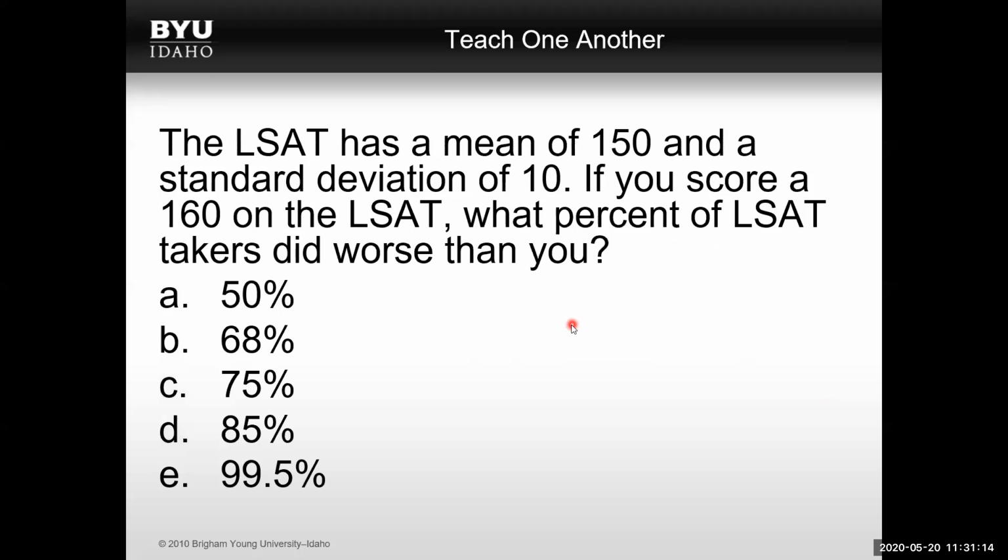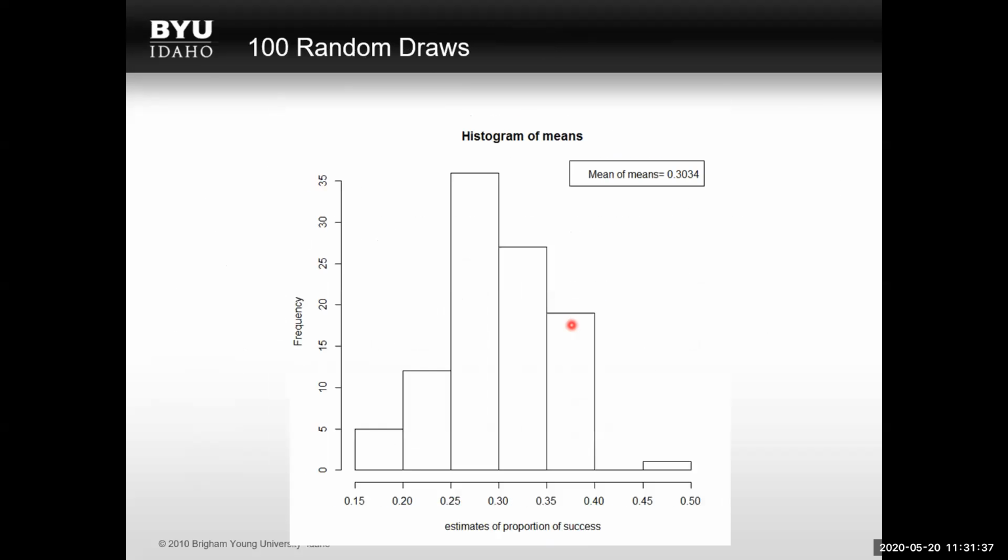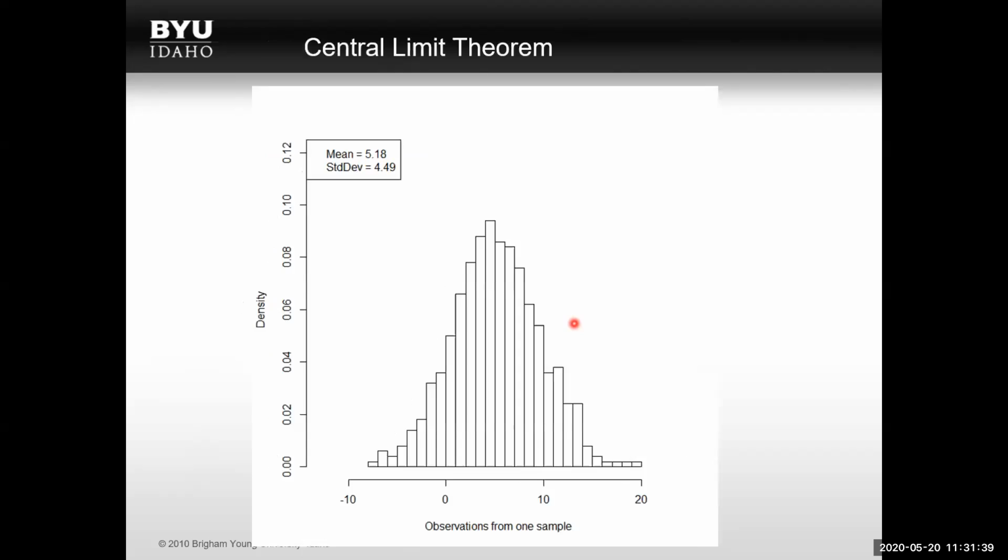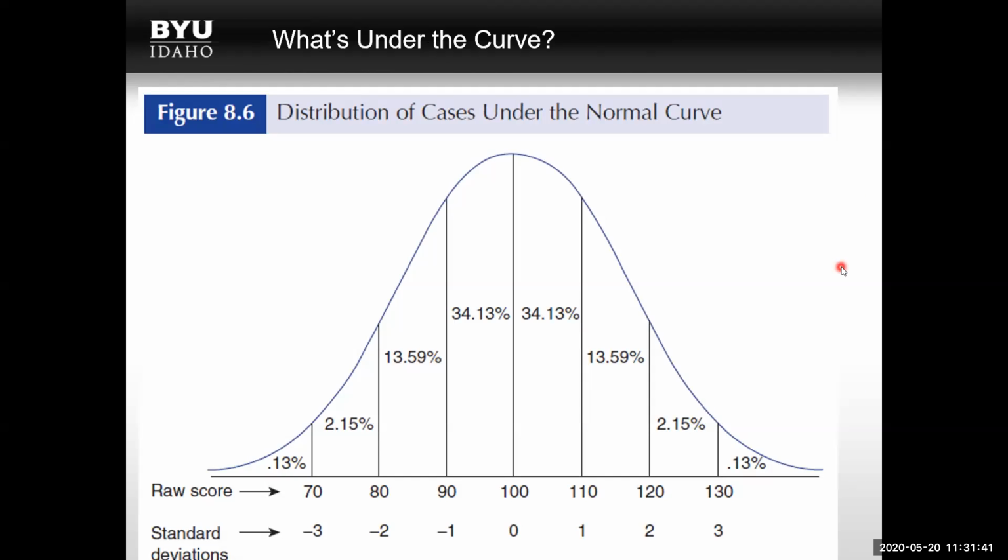Okay, here's a little bit. This is actually real about the LSAT. So many of you want to be lawyers. The LSAT has a mean of 150 and a standard deviation of 10. So if you get a 160 on the LSAT, what percent of LSAT test takers did worse than you? So you have to convert this into your standard deviation score. And then you have to come back to this chart right here. So if you know where you're at in terms of standard deviation scores, then you'll know exactly how many people did worse than you.